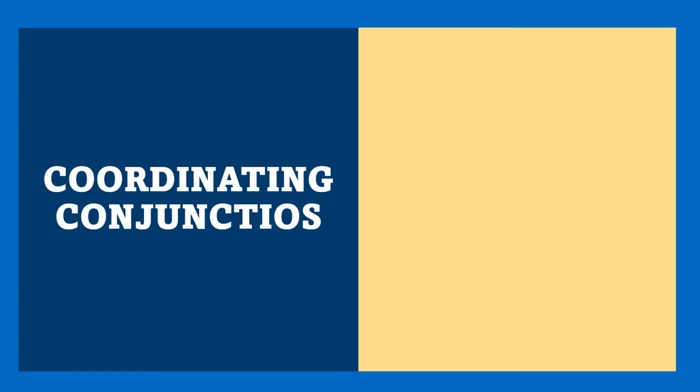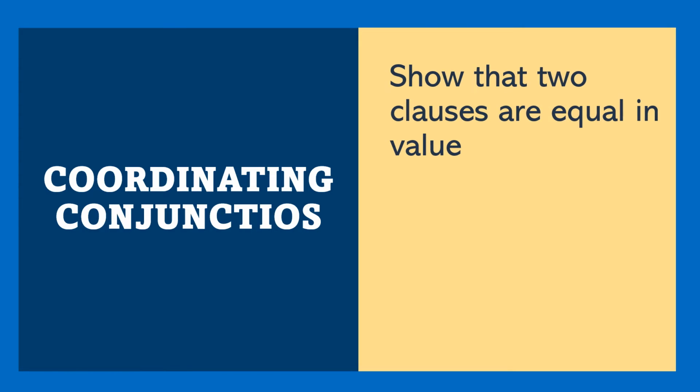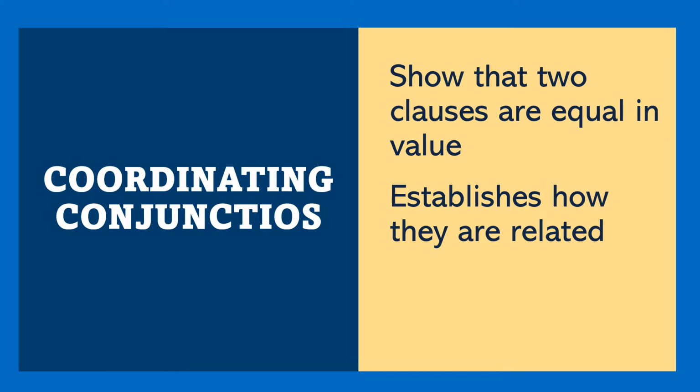With respect to coordinating conjunctions, there are three things to consider. First, they show that two independent clauses are equal in value. The second element we want to consider is that they establish how they are related. Specifically, words like and show an addition, and words like but show a contrast. And finally, they will be preceded by a comma.